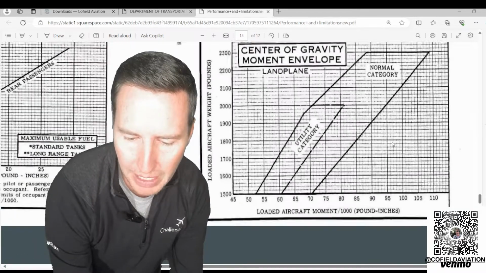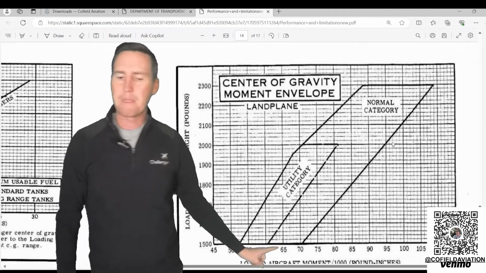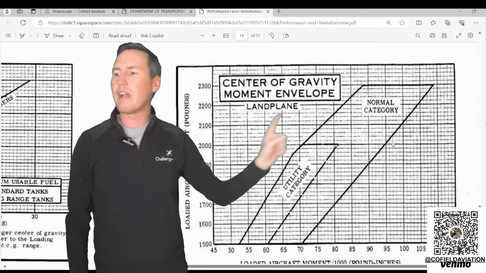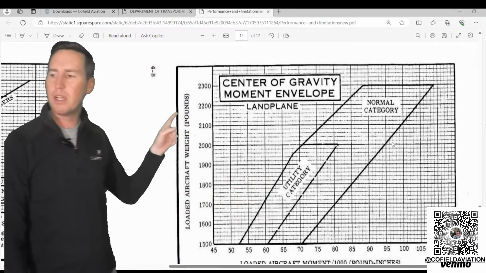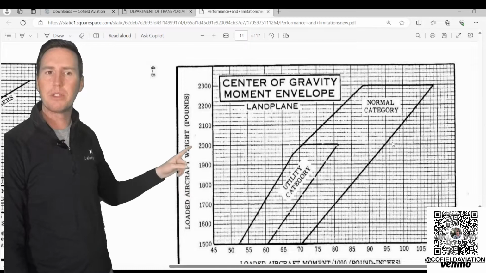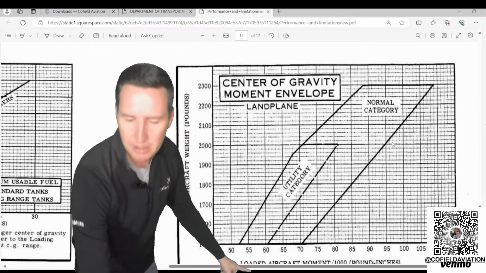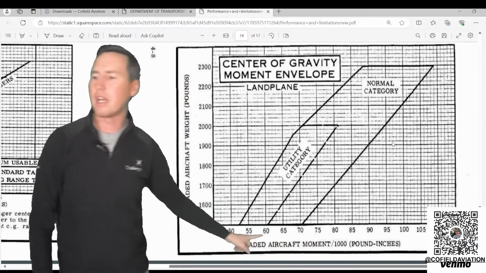However, before we do that, I want to explain to you the importance of this envelope, okay? So, center of gravity moment envelope. If you see here, what we need to come up with at the end, when we do our weight and balance, is a weight, and then a moment. Moment. This is moment divided by 1,000, okay?